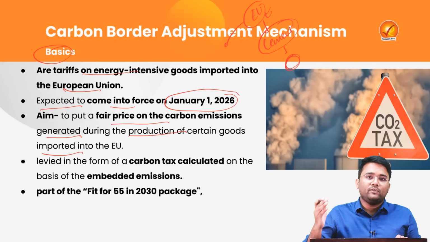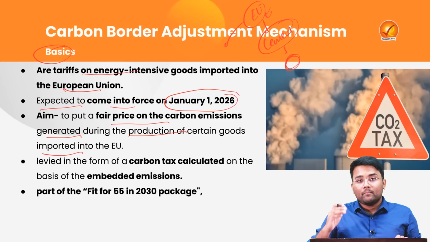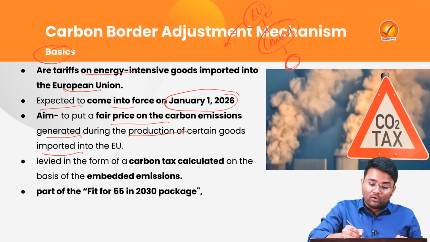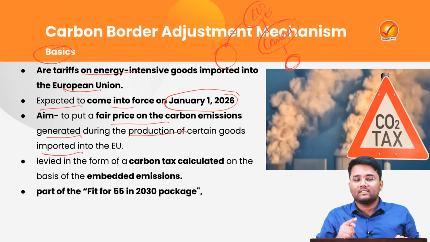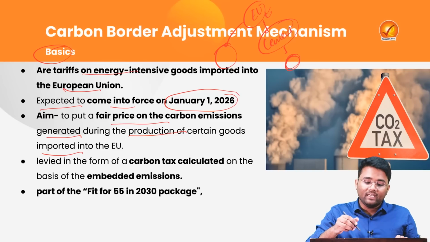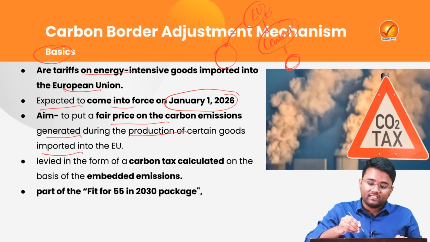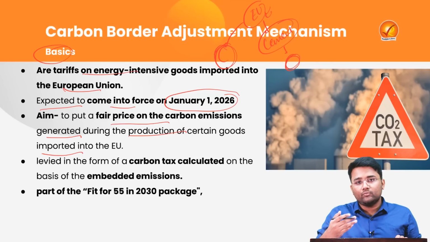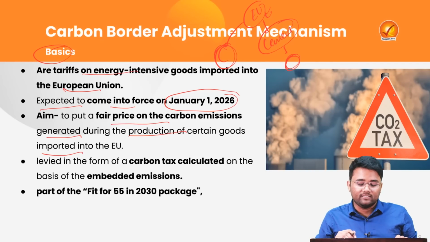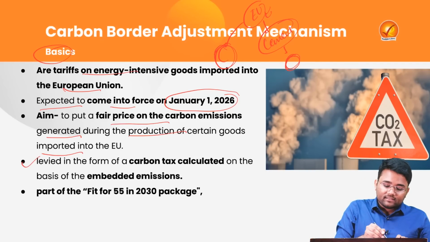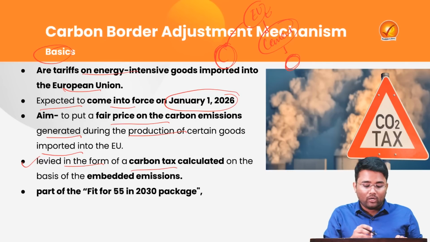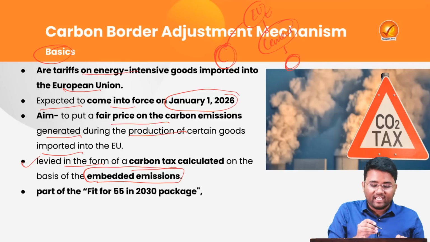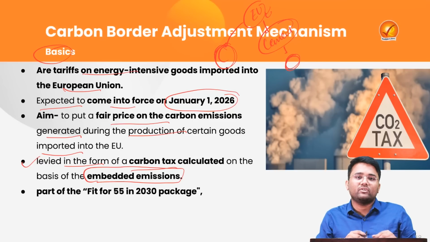They are shifting towards renewable energy. But the EU also wants all those countries who are exporting to the EU to also shift to these climate change agendas towards renewable energy. And that is why they are putting this tariff, so that these countries get accustomed to or move towards cleaner energy. And this CBAM is levied in the form of carbon tax and calculated on the basis of embedded emissions, the emissions that were embedded in that product itself.